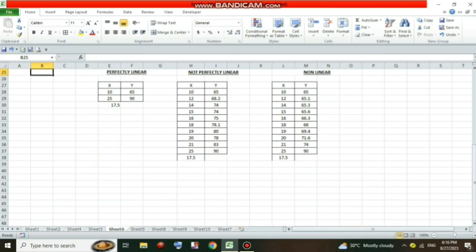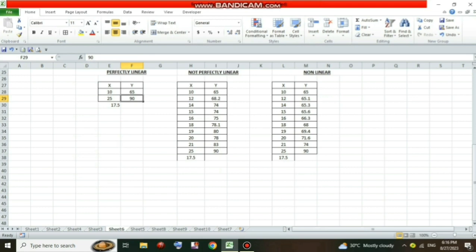Here also it is a similar case, but here you can see it is perfectly linear. For 10 the value is 65, for 25 the value is 90. That means for every step, y is increasing by 1.5, which is perfectly linear. But here you have something not perfectly linear. Though it is increasing at a steady rate, it's not perfect. You can say 65, 68.2, 74. Here the difference is 3.2, here the difference is 5.8, here there is no difference at all. So the increase is not so correct, not so perfect.